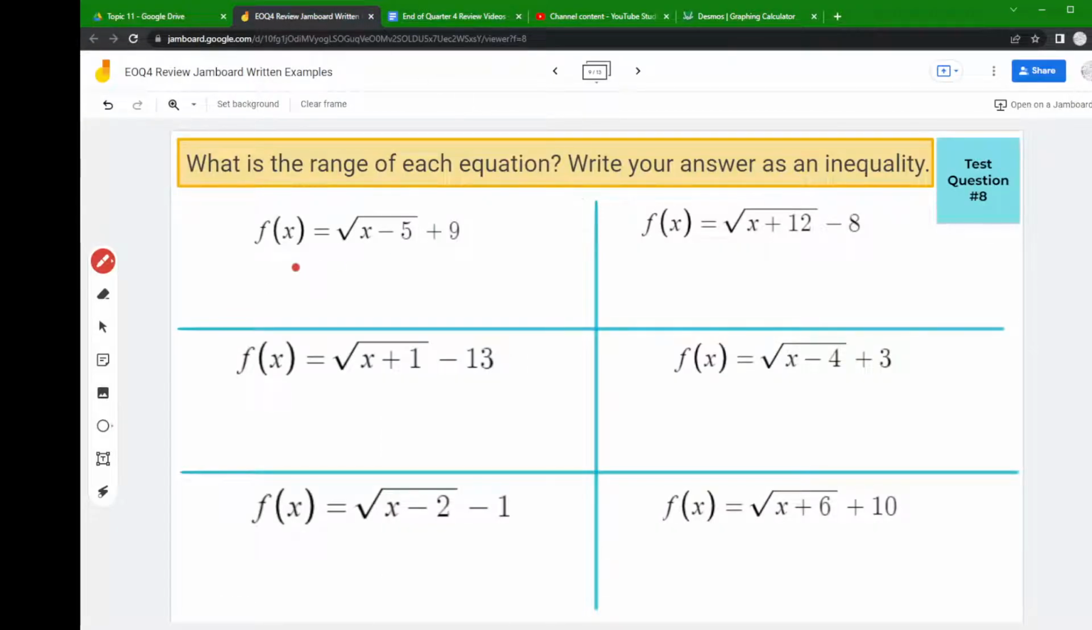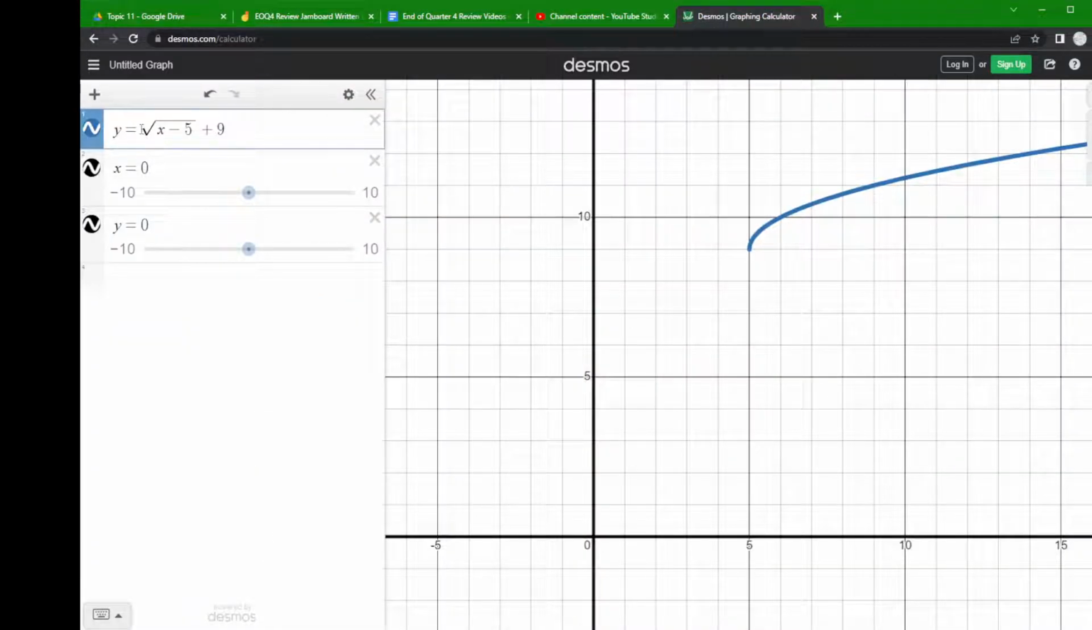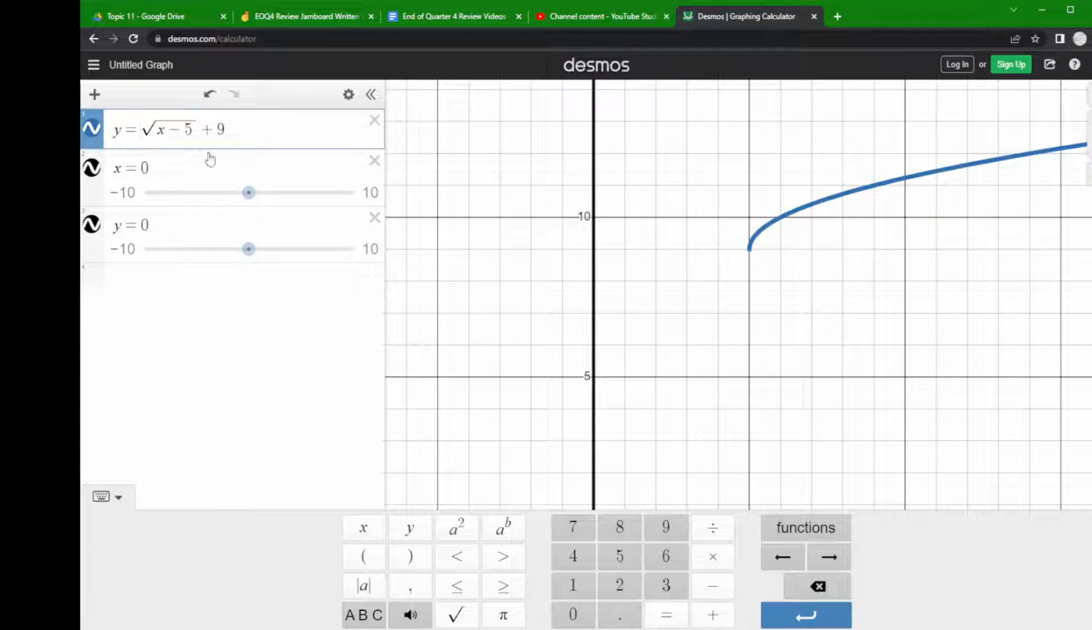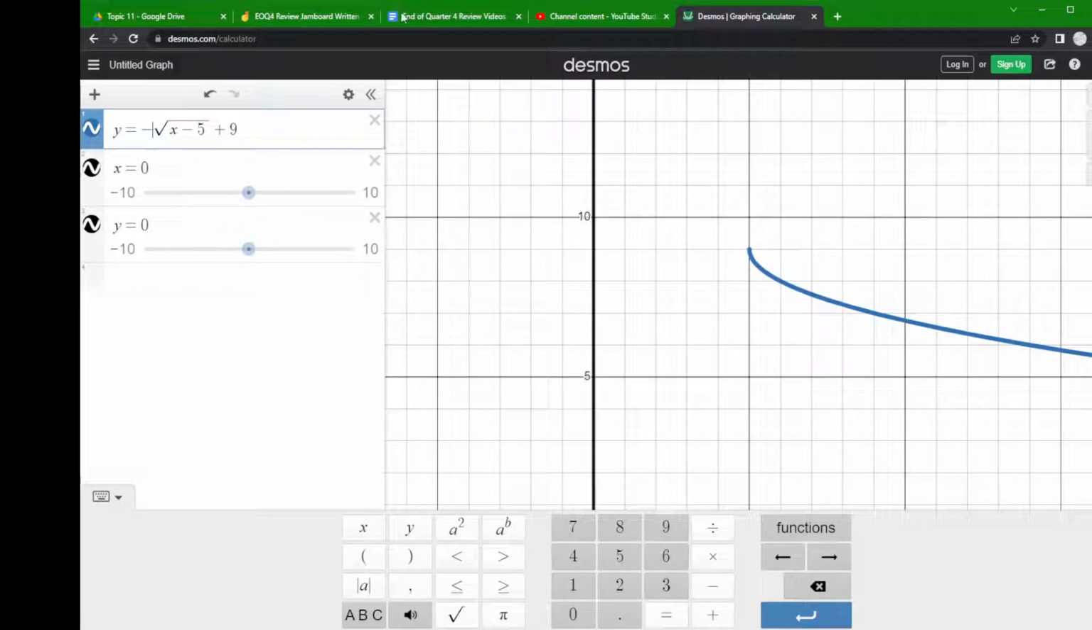So when I go back to our slideshow here, I'm going to say y is greater than or equal to 9. Now it is worth noting, it's pretty much always going to be greater than or equal to the k value unless you have a negative number in front of the radical. Because if there's a negative, it flips it upside down, and that makes it go down forever. So you want to look for that negative versus not negative to determine the direction.